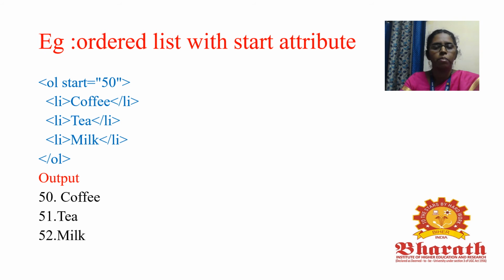So this is one of the best examples of the ordered list with the start attribute. We may have these types of situations while implementing in real time. So at that time we can use this start attribute while creating a web page.